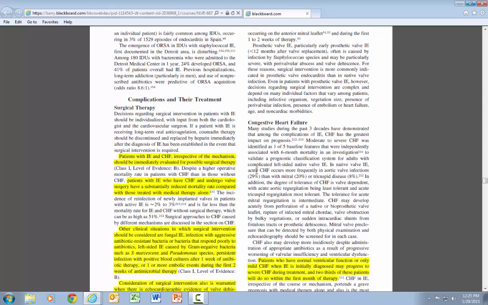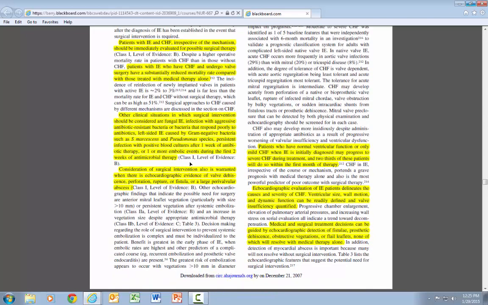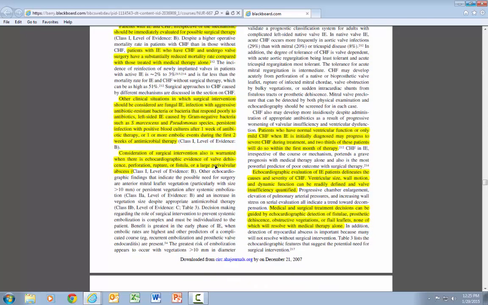Now, what are the complications of endocarditis? And remember that this was an indication for surgery. So basically, patients that have CHF should go to valvular surgery to reduce mortality. This is very important to know. In addition to that, other surgery indications, as we discussed, will be valvular dehiscence, perforation, rupture, fistula, abscess.